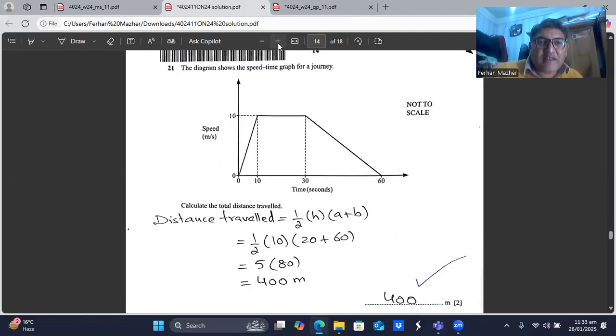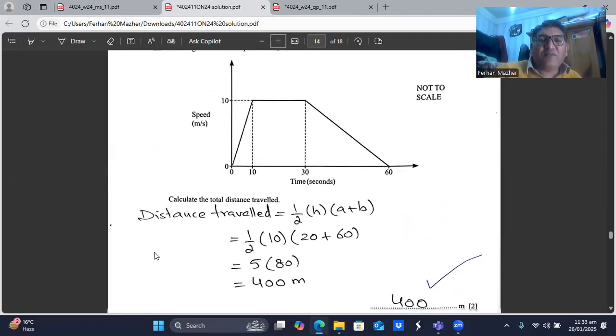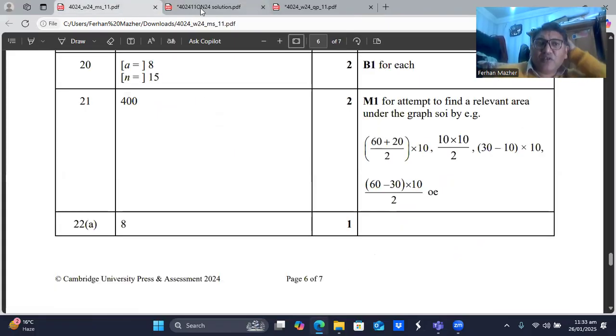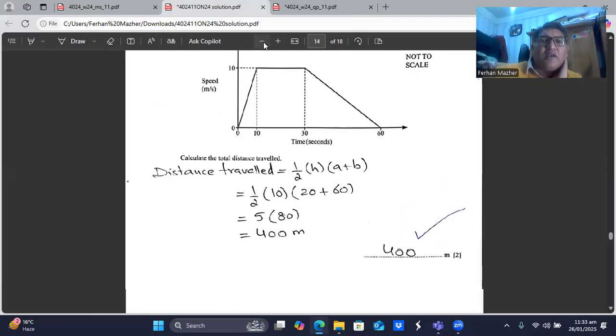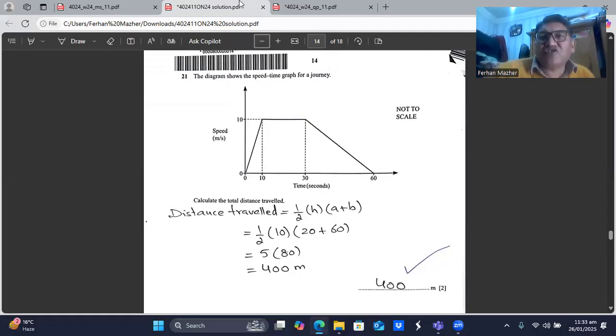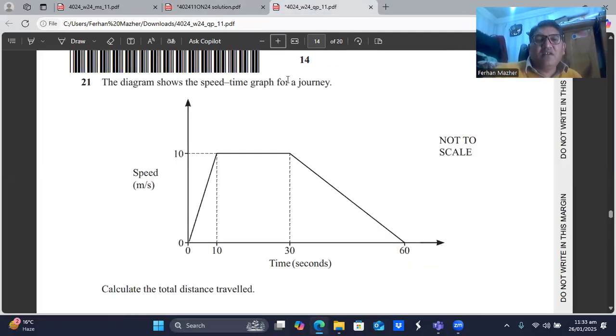The area of the trapezium is 1 by 2 into height into sum of parallel sides. This parallel side is 20, this parallel side is 60. The height between the two parallel sides is 10. So 1 by 2 into 10 into 20 plus 60. That's 5 into 80, that's 400. So the distance traveled is 400. I hope you understand how this question is done. The whole question solution is showing up on your screen.